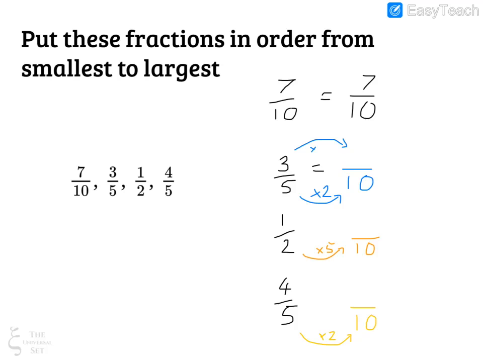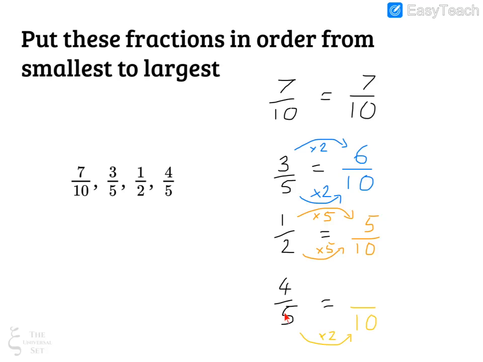I'm going to multiply by 2, and 3 multiplied by 2 is 6. We've got 6 tenths there. What about here? I've multiplied by 5 on the bottom. So we're going to multiply by 5 on the top, times by 5, and 1 times 5 is 5. I should have an equal sign in there, shouldn't I? Because these are equal to each other. Same here, equal sign here.